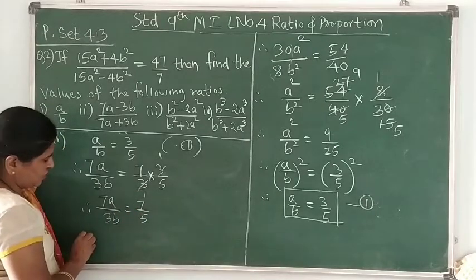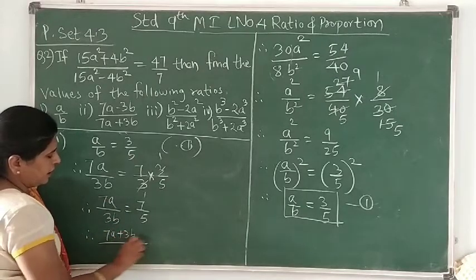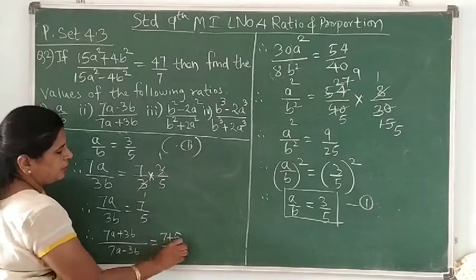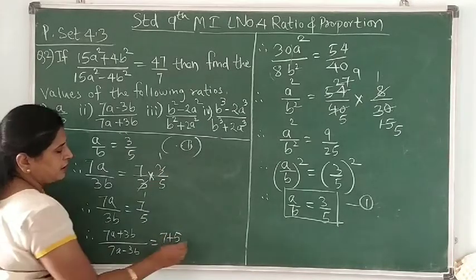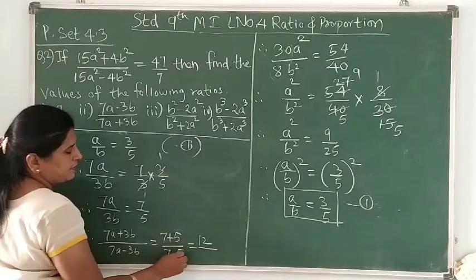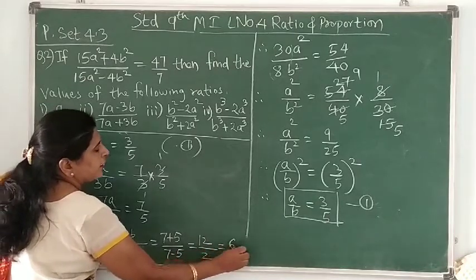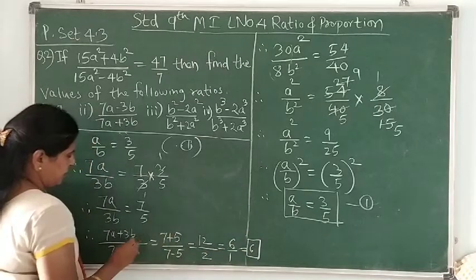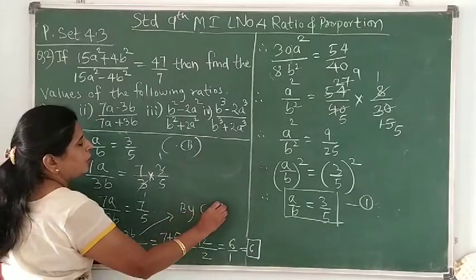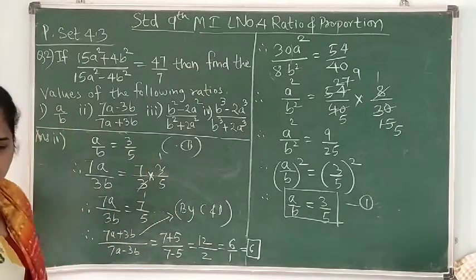Okay. And now let's do componendo and dividendo on this. That's why 7a plus 3b upon 7a minus 3b is equal to 7 plus 5 upon 7 minus 5. And that is equal to 7 plus 5 is 12 upon 7 minus 5 is 2. So it is 6 upon 1, or you can write its value is 6. Here you can say by componendo and dividendo. Okay. So we have found the value of the second ratio.